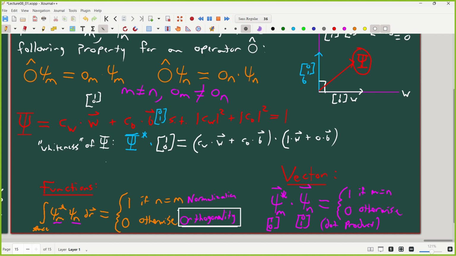Okay, so what's the dot product of this? Well, the dot product is going to be CW times 1, that's the white component, plus the black component, which is CB times 0, which is just CW. Right, so the whiteness of psi is just CW, which is just the x coefficient of the vector. So this length right here along the axis, that's CW.